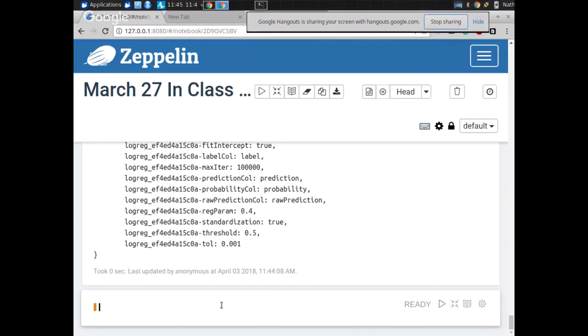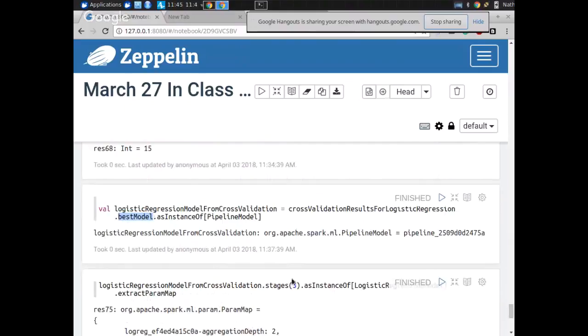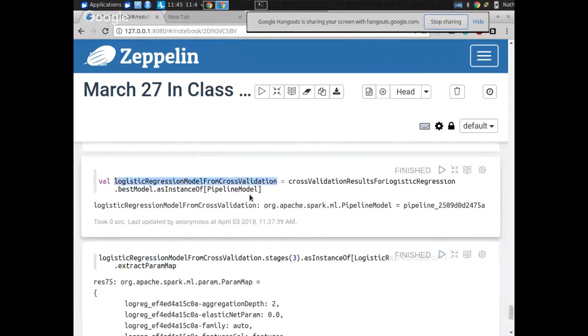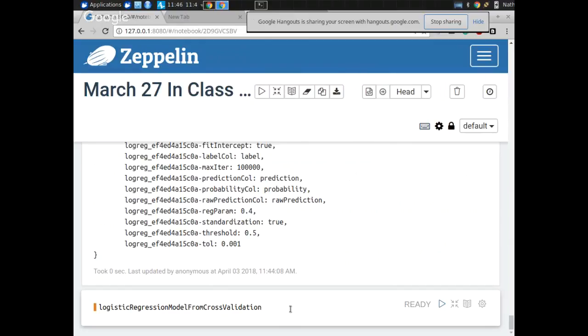Nice. Okay. So I'd like to now do the following. We got our model. We found the best model here, and Luana helped us print out the characteristics of that model. By the way, this model is a pipeline model. And Luana extracted the logistic regression model from that, because that's just one element of the pipeline, to print out its param values. Here we go. Logistic regression model from cross-validation here.